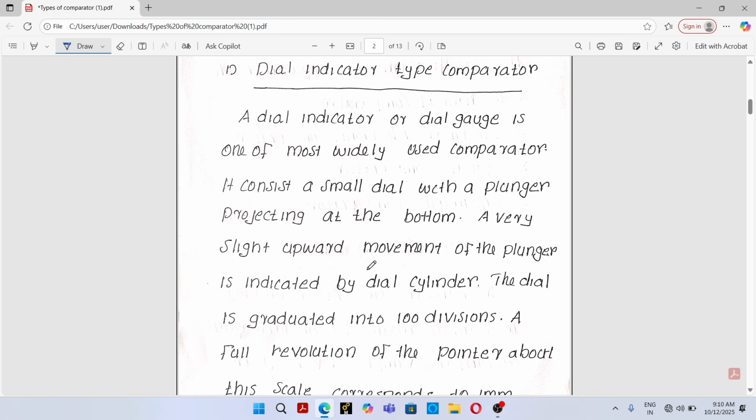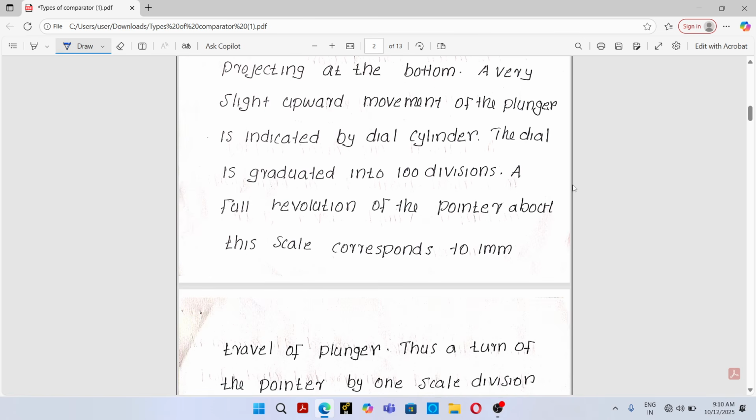See, dial indicator or dial gauge is commonly used as a mechanical comparator. It has a dial and, at the bottom of the dial, a projecting plunger. So when the plunger is moving in upward and downward direction during the measurement, the dial indicator will show the reading. The dial is graduated into 100 divisions.